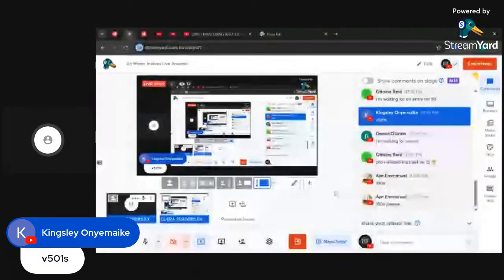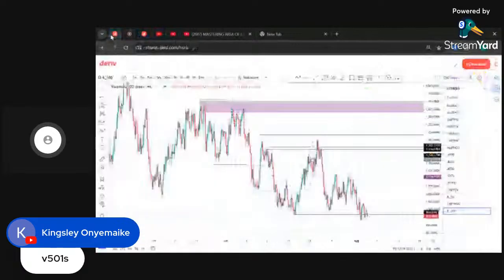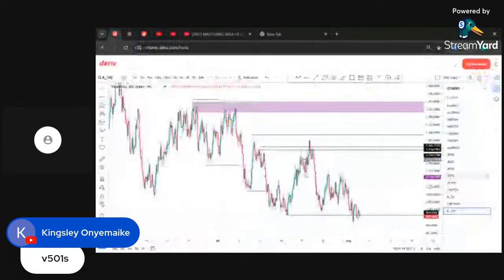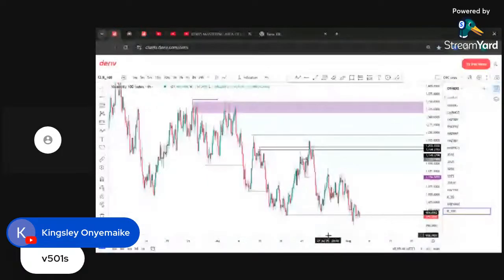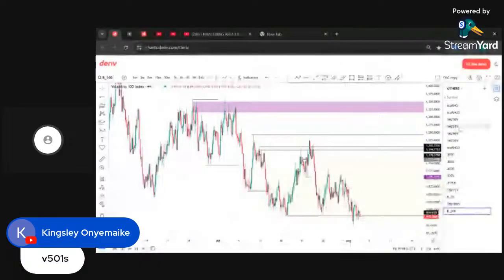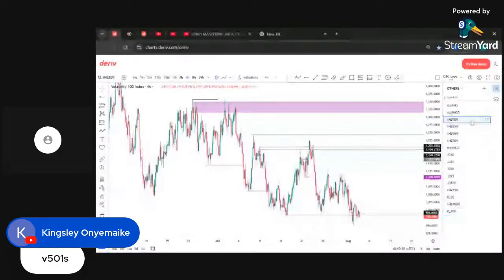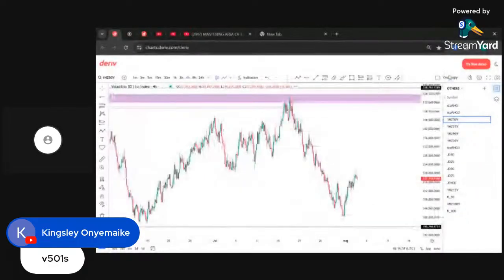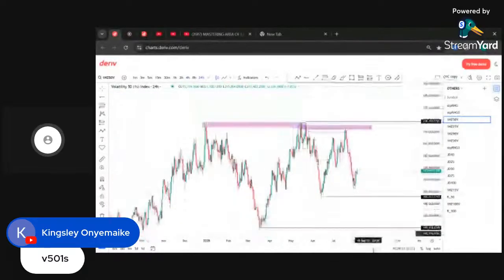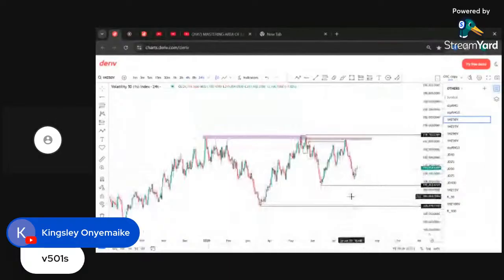This is the error traders effects again on your screen, right? Okay. So V51S, let's go. So these are pairs I don't even trade. But let me just show you what I had on V51S for a very long time.